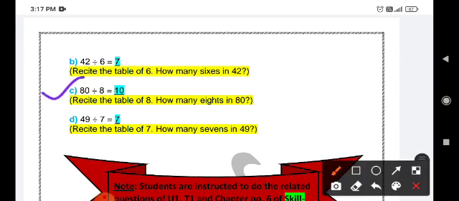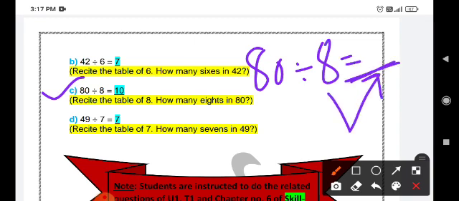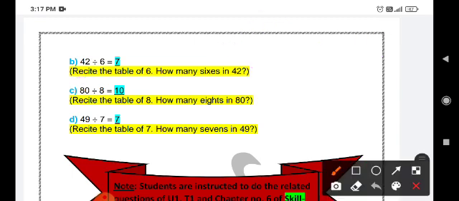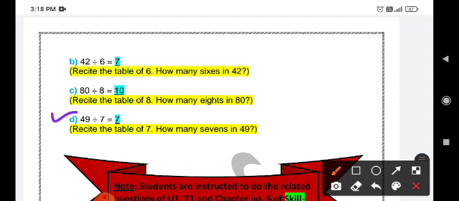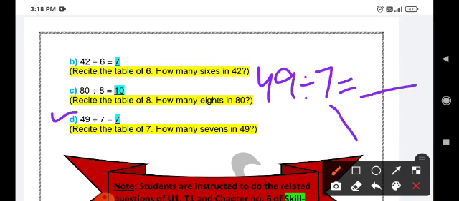80 divided by 8. 8, how many times is 80? What times 8 makes 80? 8 tens are 80. So I recited the table of 10 and found how many 8s are in 80. There are 10 8s in 80. 10 eights are 80. Now 49 divided by 7. When you divide 49 into groups of 7, each group will have 7. 7 sevens are 49.